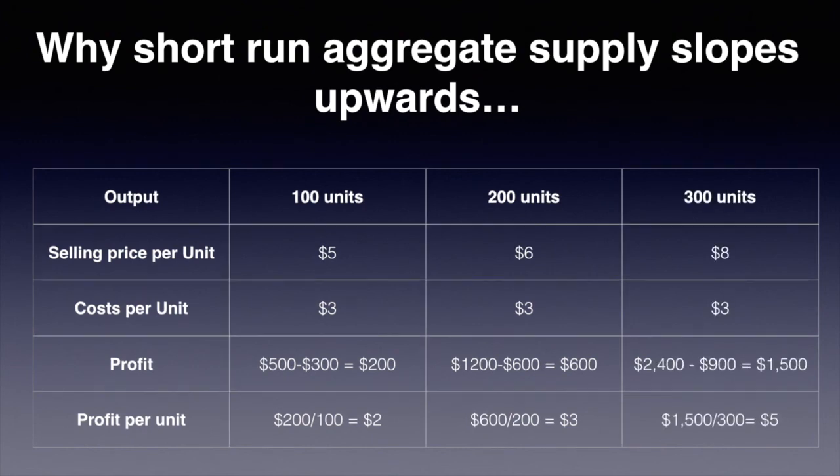If we take this a step further to 300 units selling at a price of $8 each, we can earn a profit of $1,500 if we are paying $3 per unit in cost. This gives us a profit per unit of $5, which is clearly greater per unit profit than our initial output level of 100 units and the corresponding profitability of $2 per unit.